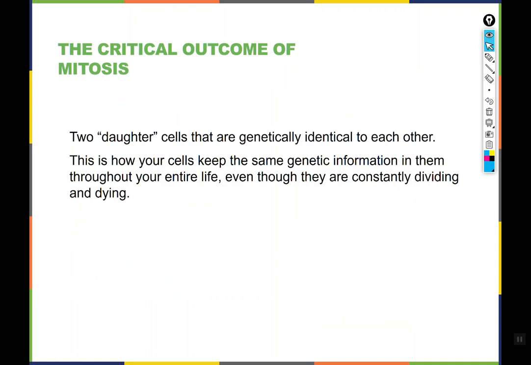So the critical and ultimate outcome of mitosis is that you have two daughter cells that are genetically identical to each other. So this is how, even though you have lots of cell turnover in your body and you're not the same person cellularly that you were yesterday or 10 years ago, you look the same and your cells still have the same genetic information, even though they're constantly dividing and dying.